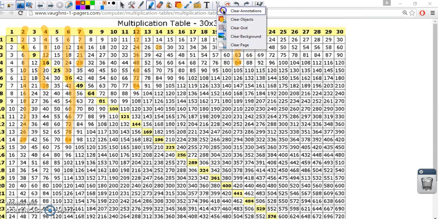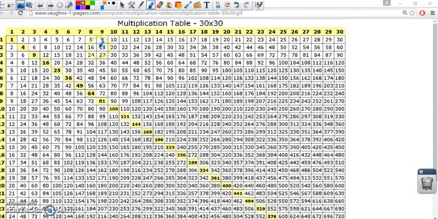96 and 18. Start with the 18. 18, no 96 though. No 18. Here's an 18. 96. So I have 3 over 16.